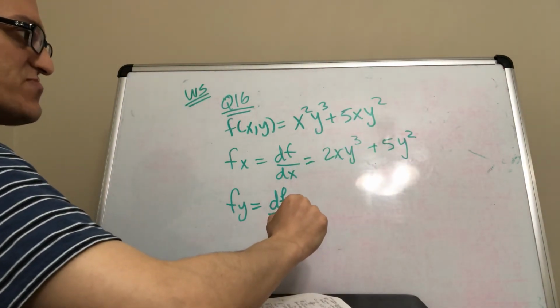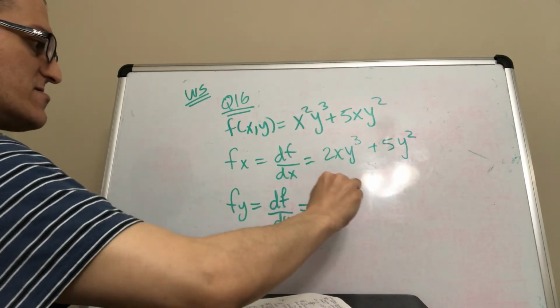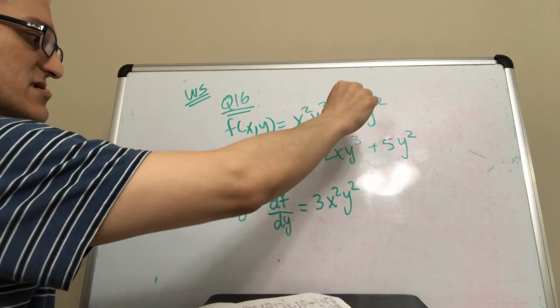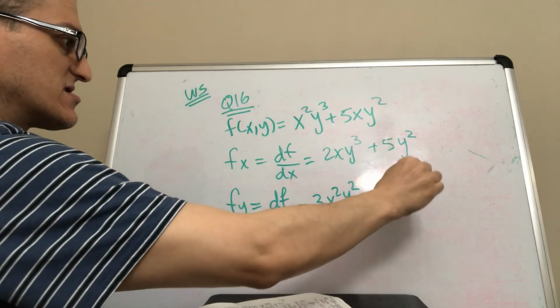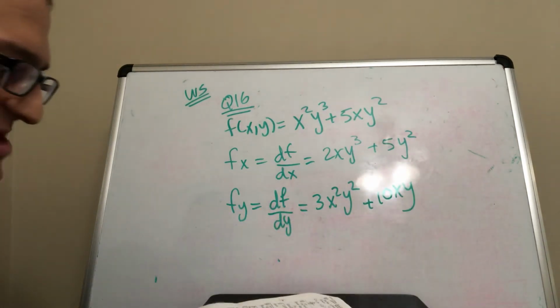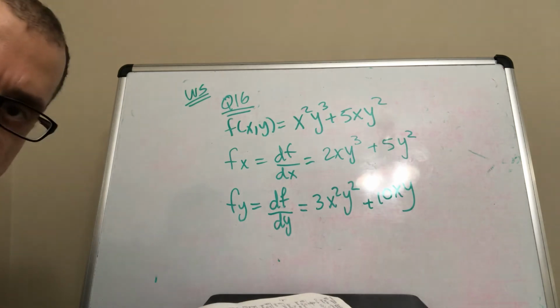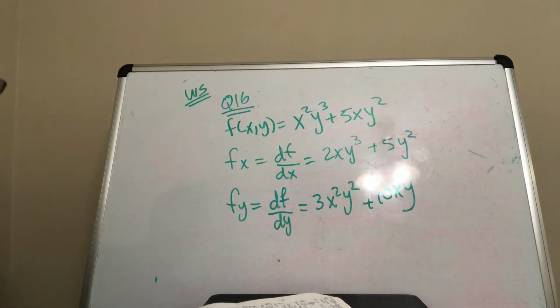If you do it with respect to y, now x is a constant. 3 comes down here. Now x is a constant. 2 comes down, giving 10xy. That's if you do it the straightforward way: no chain rule involved, no implicit differentiation, straightforward.